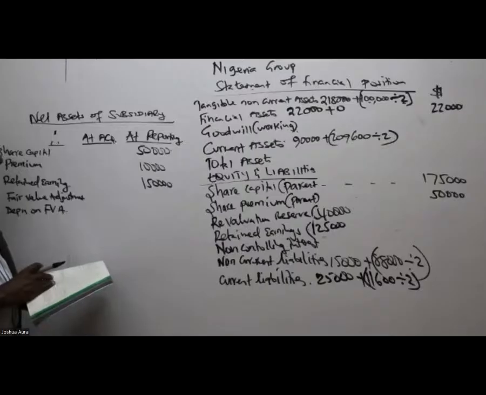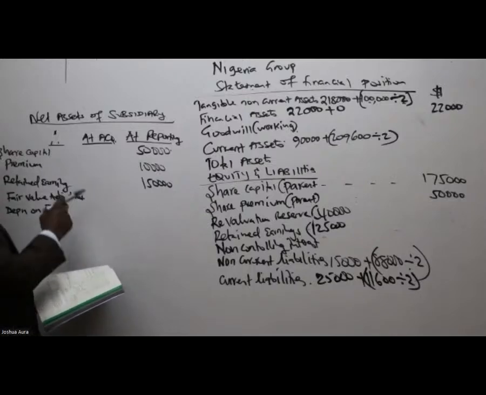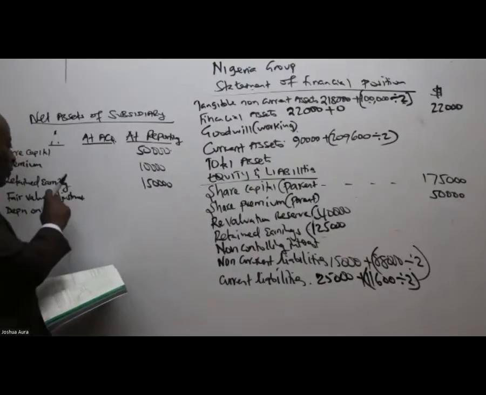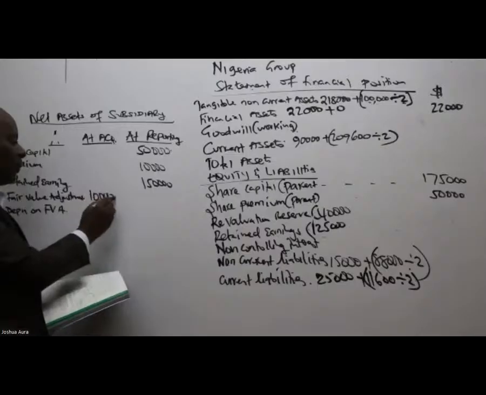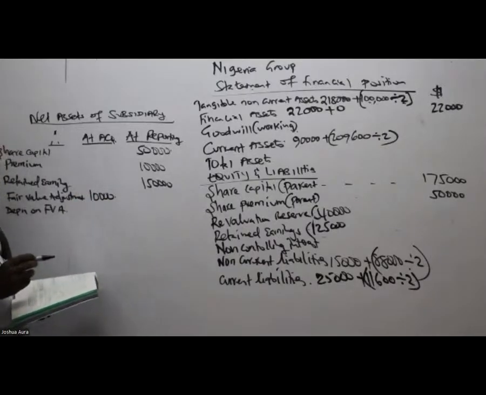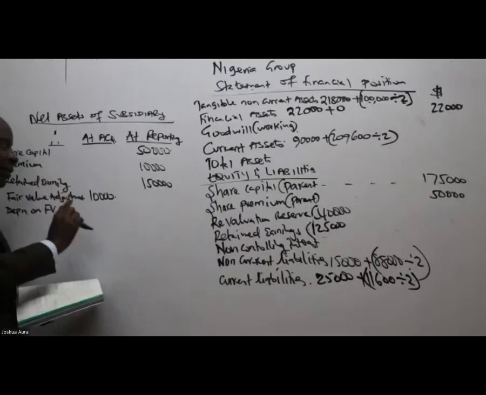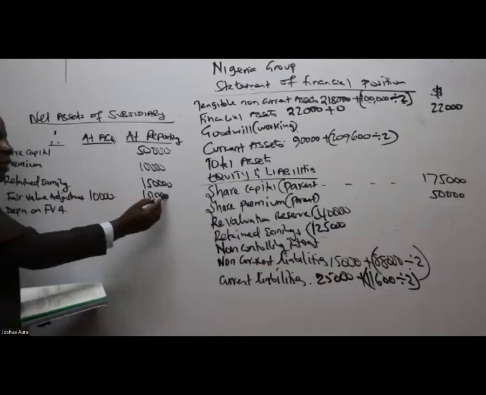And then do we have any fair value adjustment? Ladies and gentlemen, we do. If you look at note number 2, at the date of acquisition, the fair value of Lagos non-current assets, which at that time had a remaining useful life of 10 years, exceeded their book value by DN 10,000. So the fair value adjustment at acquisition is 10,000. And fair value adjustment at acquisition must always be equal to fair value adjustment at reporting, so here 10,000 again.